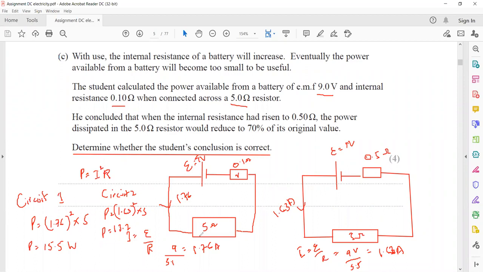So when we calculate, the original, initial power was 15.5, and the final power for circuit 2 is coming out as 13.2 watts. So what is the change in the power? That is 13.2 divided by 15.5 into 100. So it will come out as 86%. So the student's suggestion that it reduces to 70% is wrong, it does not reduce to 70%. So the student's statement is not true with reference to the values.